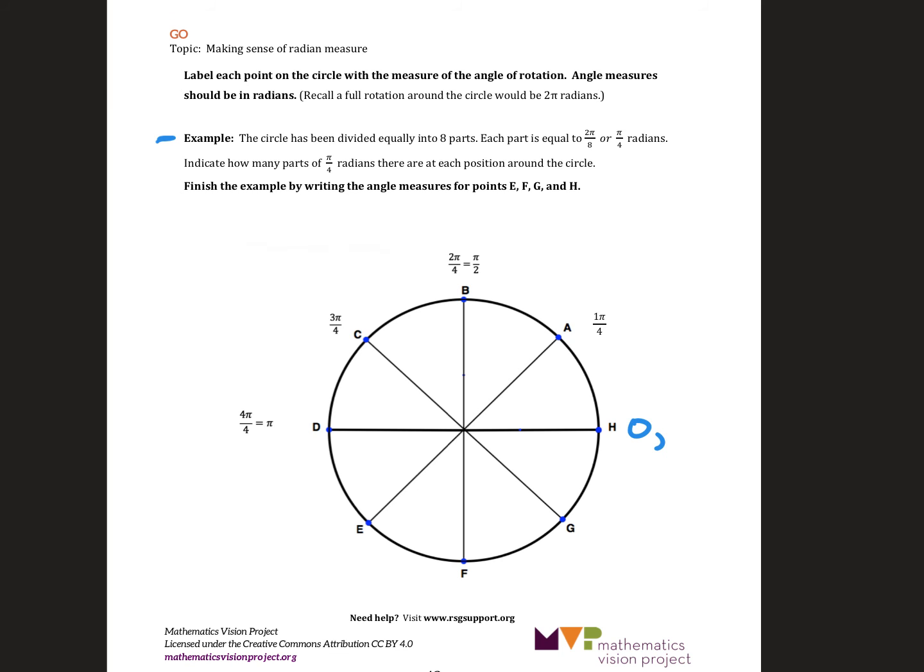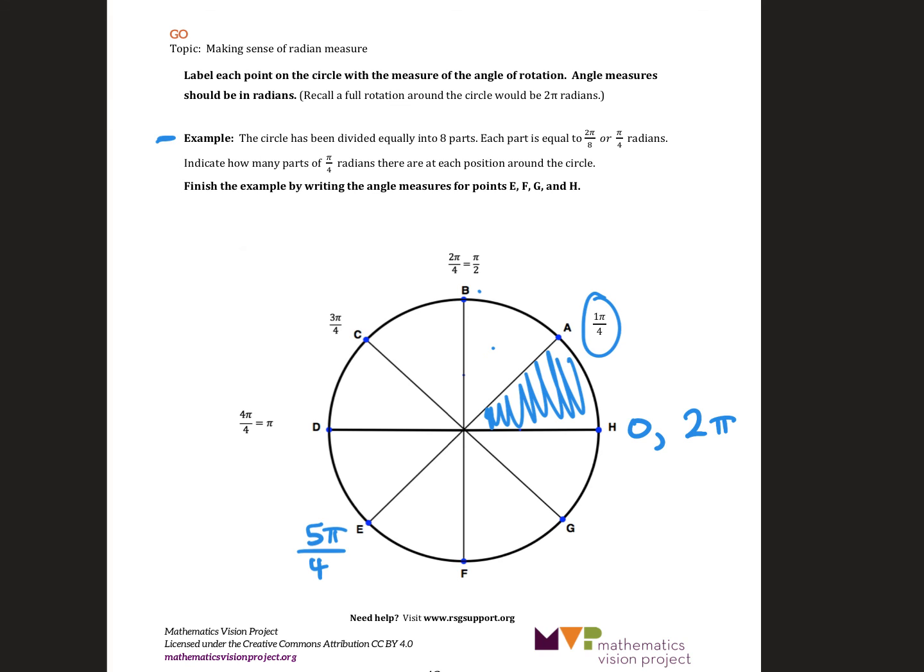If we rotate all the way around, that would be 2 pi. So then each of the slices is representing pi over 4. As we count and go around, point B would be at 2 pi over 4, which reduces to pi over 2. Point C is 3 pi over 4. Point D is 4 pi over 4, which reduces to just 1 pi. So if we keep going and we're counting these values, this is 5 pi over 4 at point E.